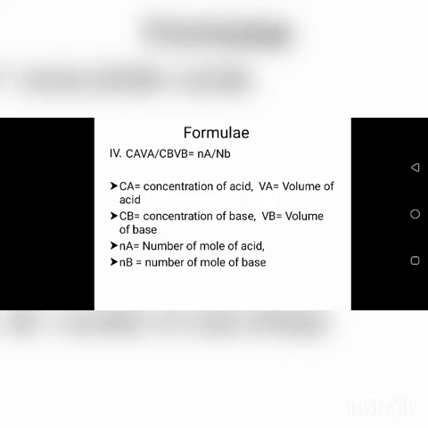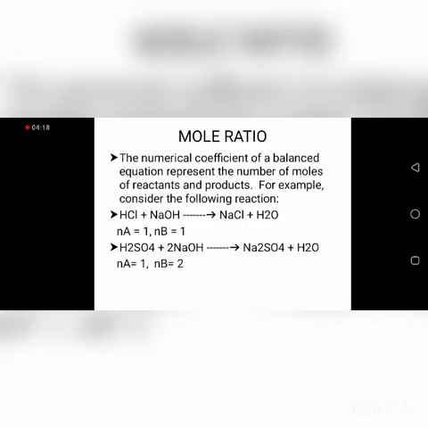Na is the number of moles of acid, while Nb is the number of moles of base. So these are equations that are going to be used in calculation of acid-base reactions. Now let us look at how to get the mole ratio.